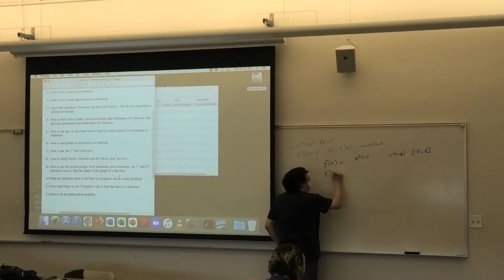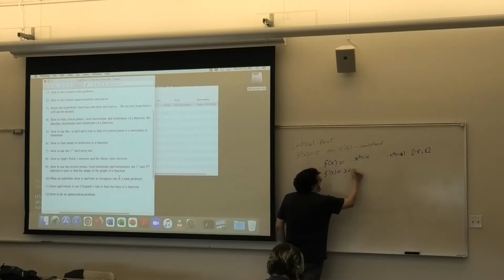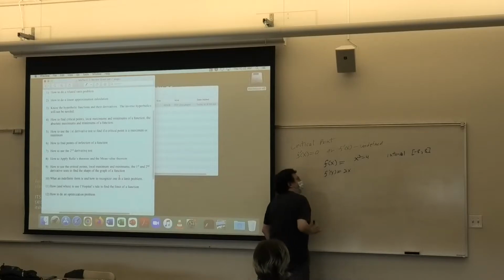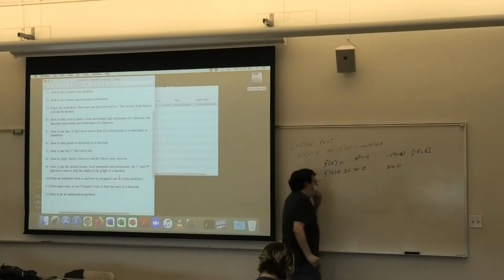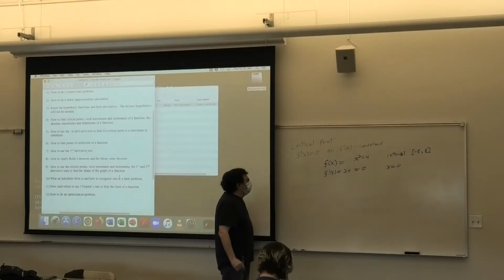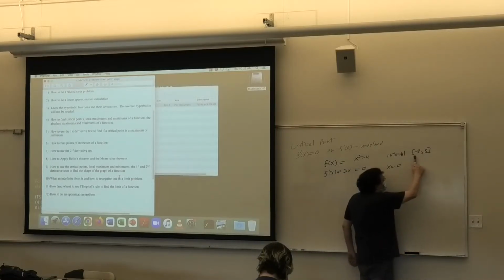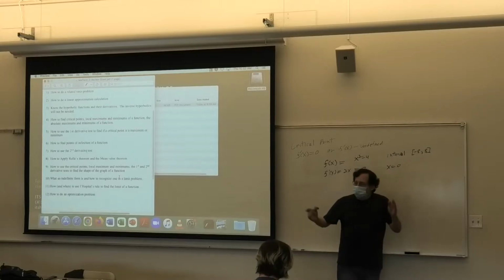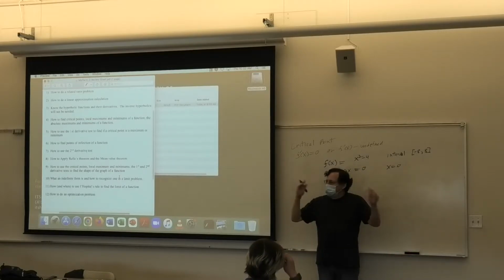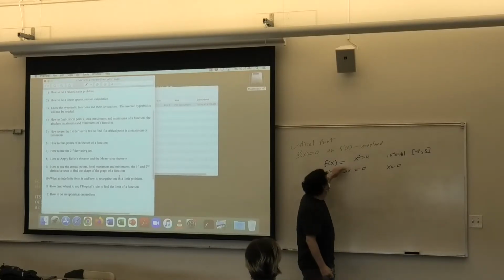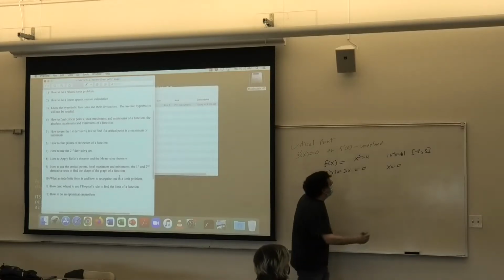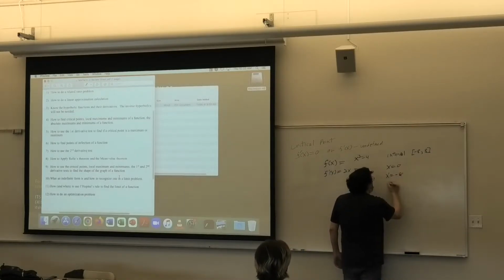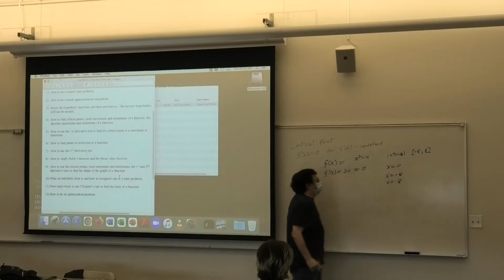Well, the derivative is 2x. Where does 2x equal 0? x equals 0 is a critical point. But I said on this interval, and on the endpoints, it's not differentiable. That's because that limit, when we try to use the derivative function on this, there's no limit at the endpoints. So x equals minus 8 and x equals 8 are also critical points.